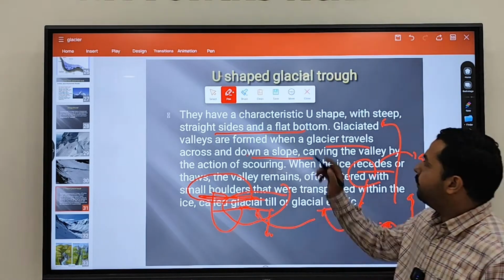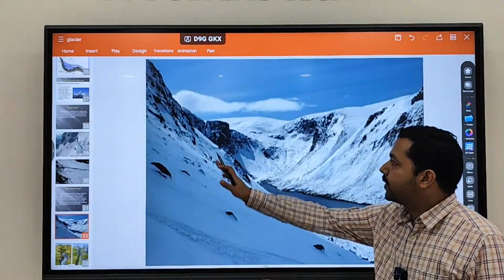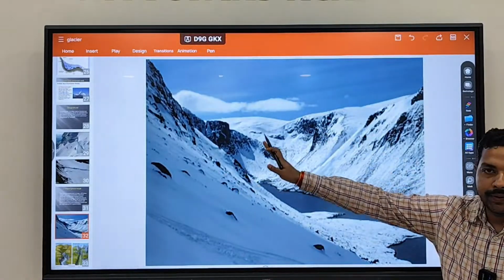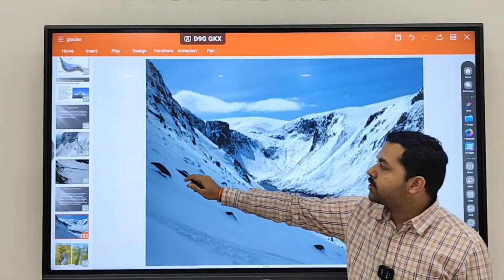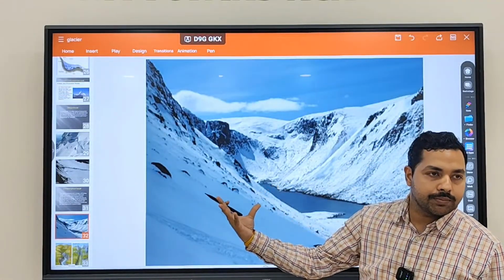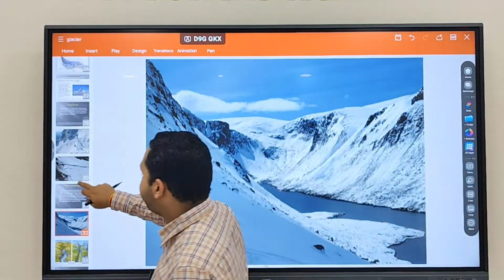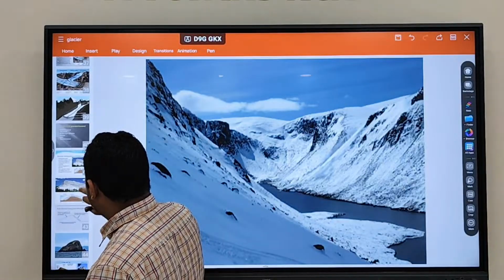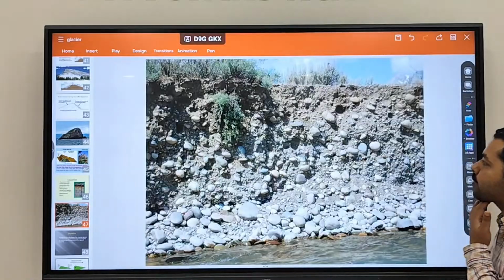So here, when you see this figure, you can see this is covered with ice. Now when the ice melts, what will happen? You can see small boulders become more visible, because now the ice has melted. So that's why you'll find this type of figure, which is called glacial till.